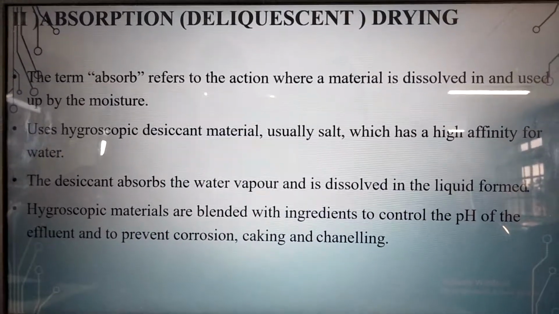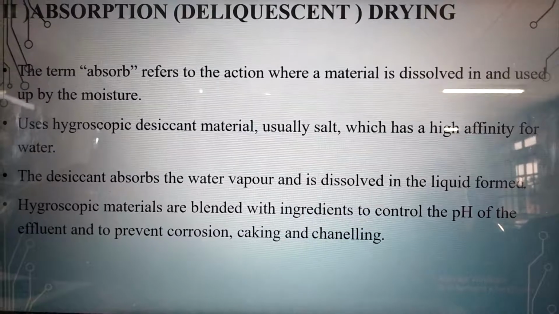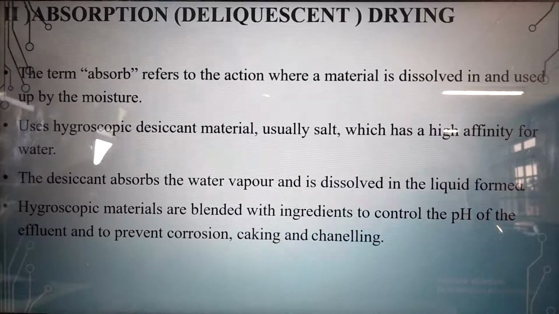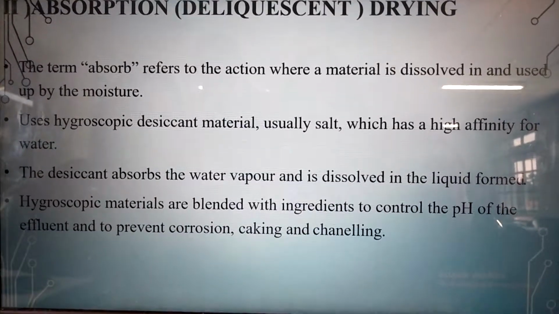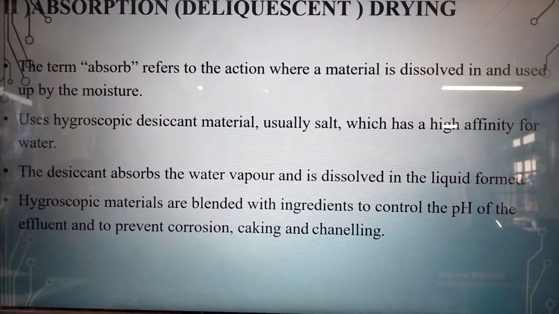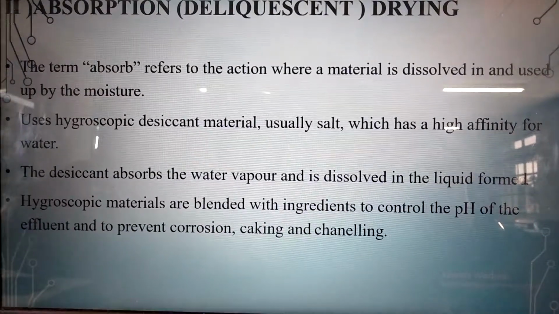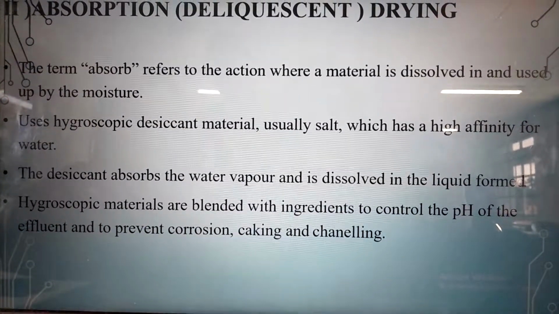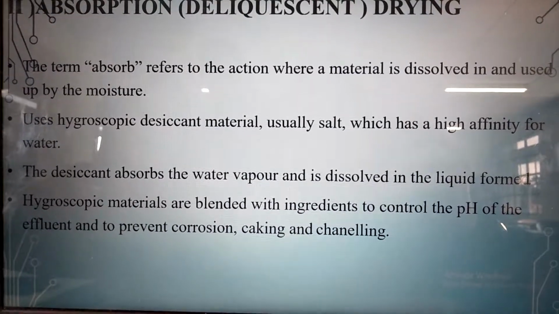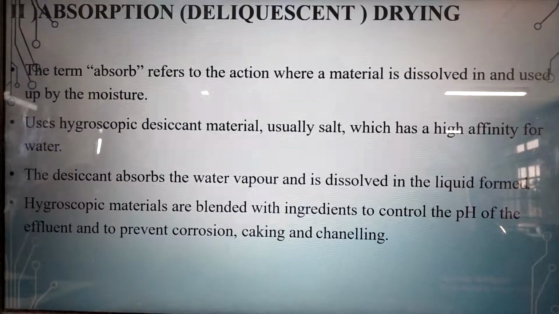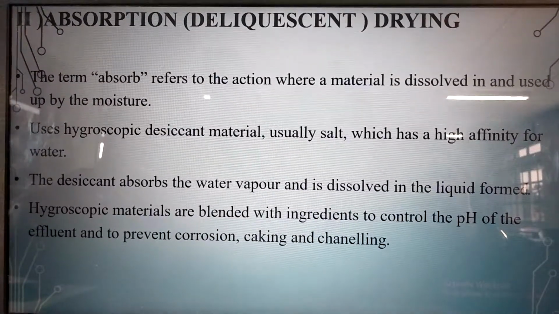Adsorption deliquescent drying. The term absorb refers to the action where a material is dissolved in and used up by the moisture. It uses hygroscopic desiccant material, usually salt, which has a high affinity for water. The desiccant absorbs the water vapor and is dissolved in liquid form. Hygroscopic materials are blended with ingredients to control the pH of the effluent and to prevent corrosion, caking, and channeling.